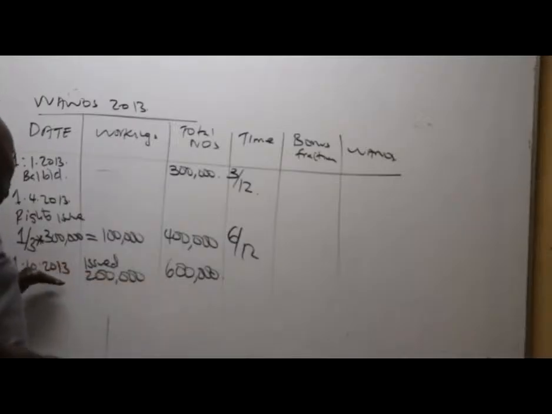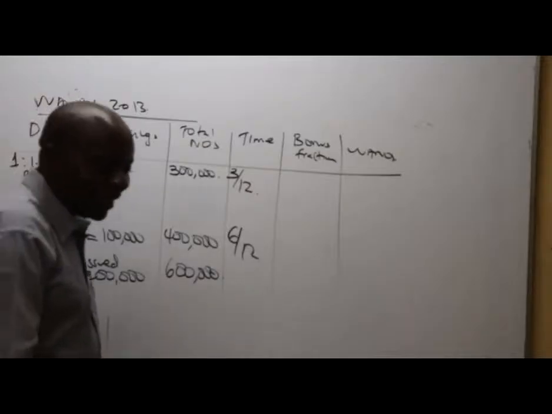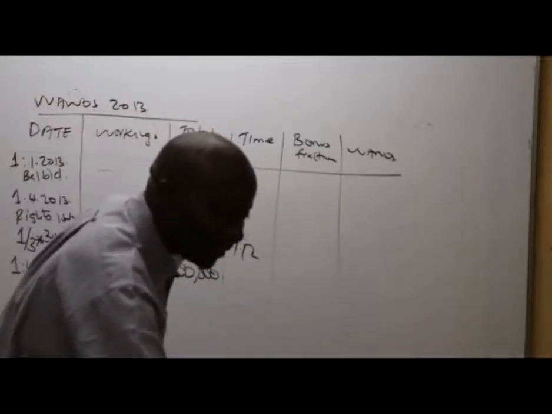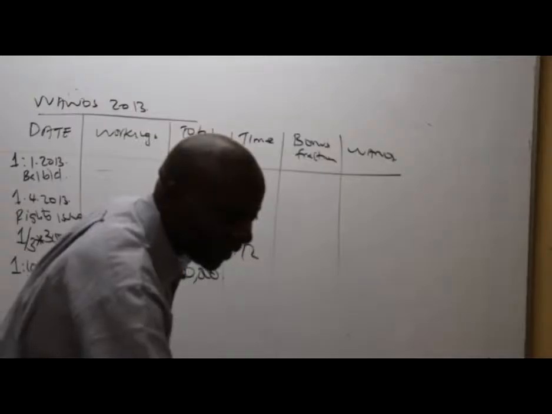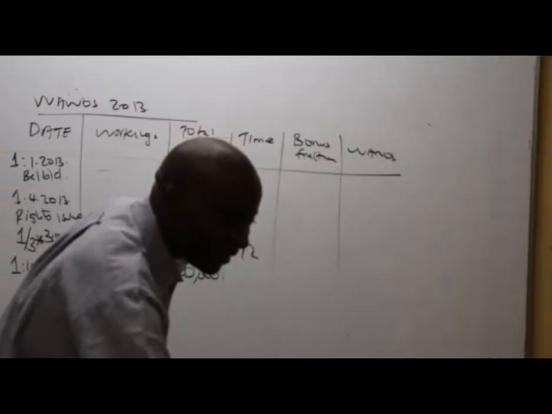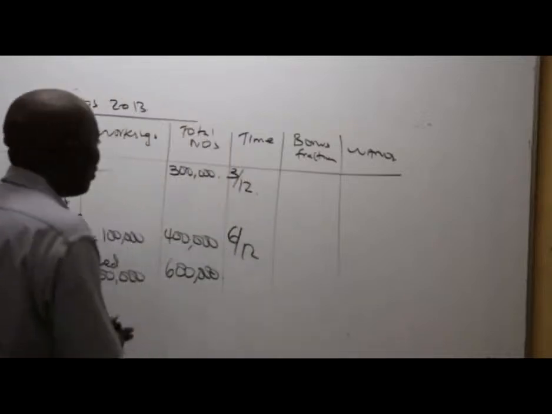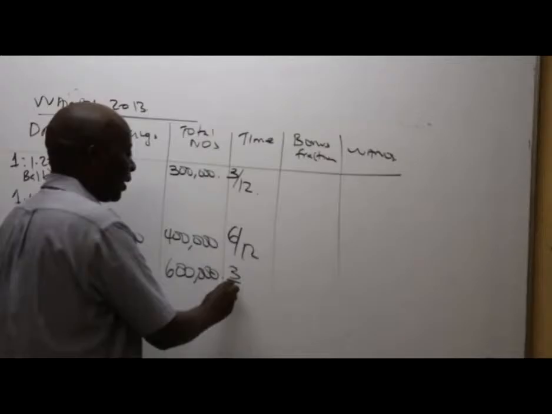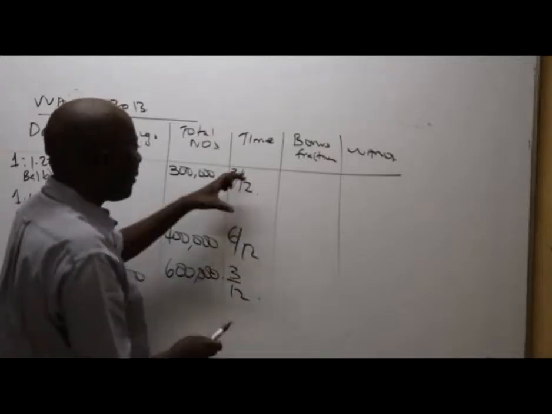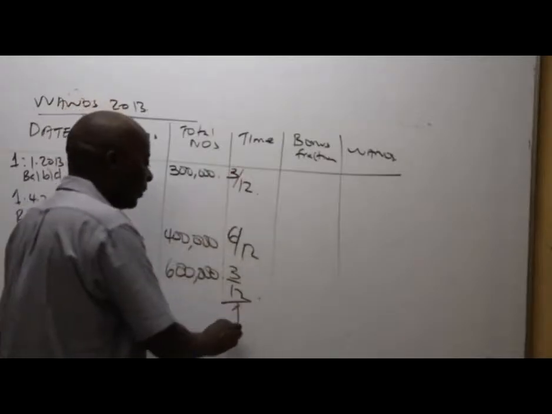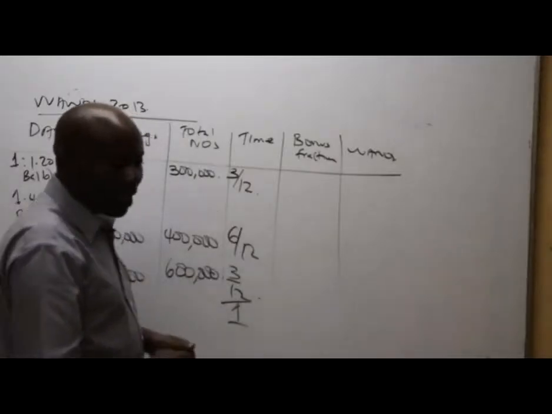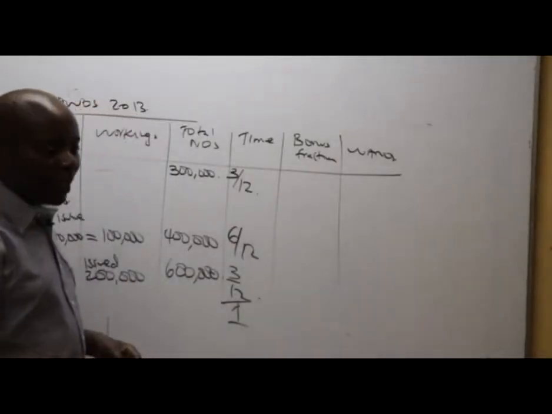From there, ladies and gentlemen, we are now talking of this month to the end of the year, to December. Of course, there will be 3/12. And of course, time fractions, when you add them, must always add up to 1.